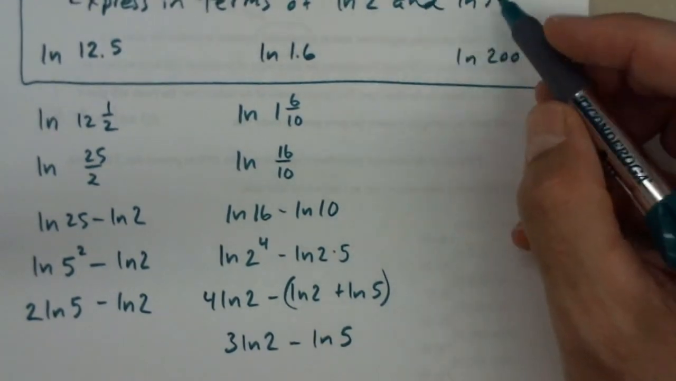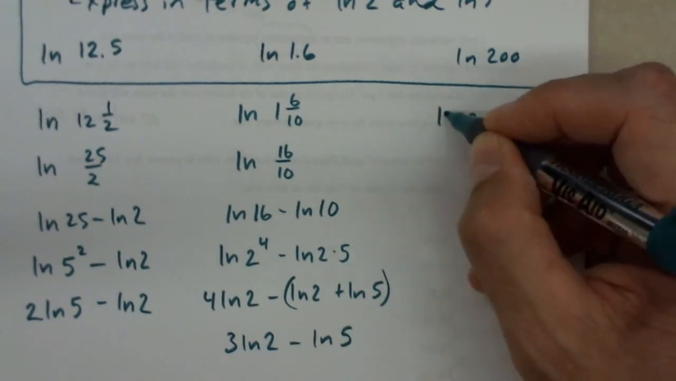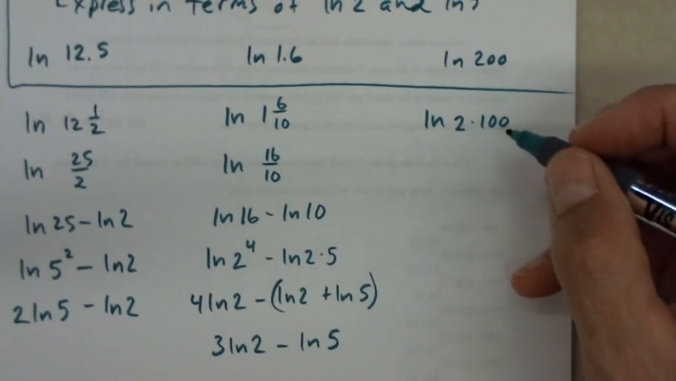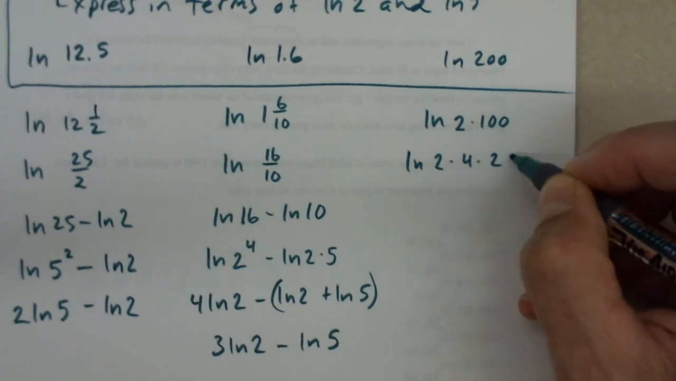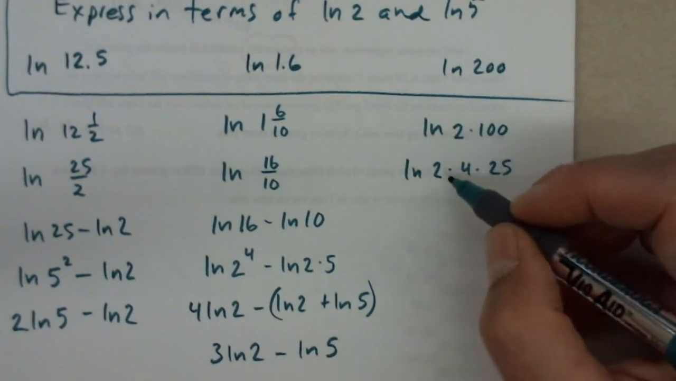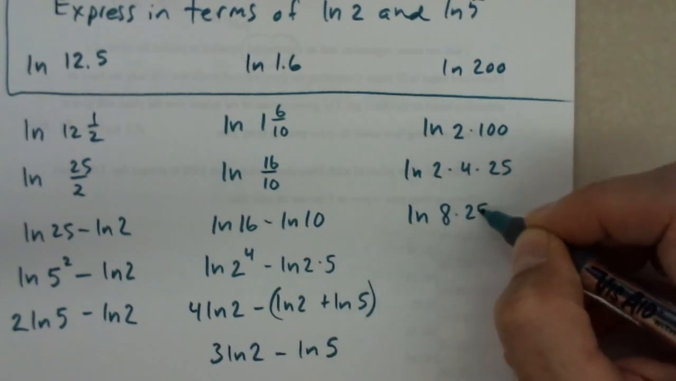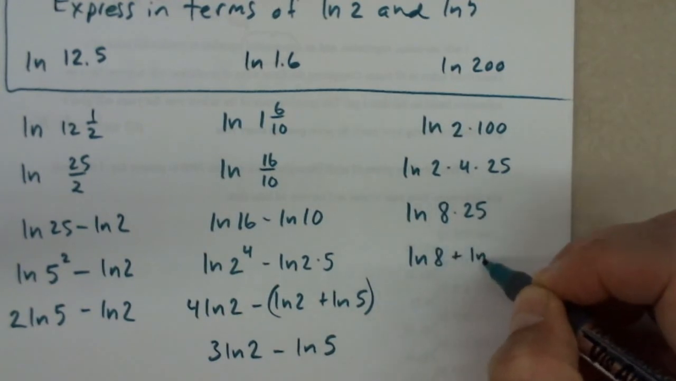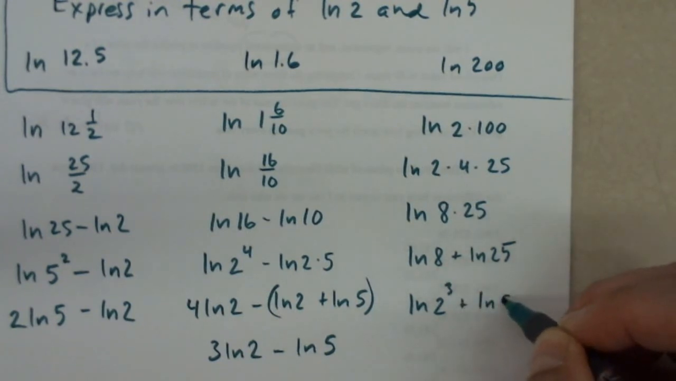Here we're trying to get to a 2 and a 5, so we could write it as 2 times 100. And that 100 could be 25 times 4, so natural log of 2 times 4 times 25. The 25 gives us the 5, and then we can just work with the 2 and the 4. Rewrite it as 8 times 25. And we'll have natural log of 8 plus natural log of 25. This is 2 to the third and 5 squared.